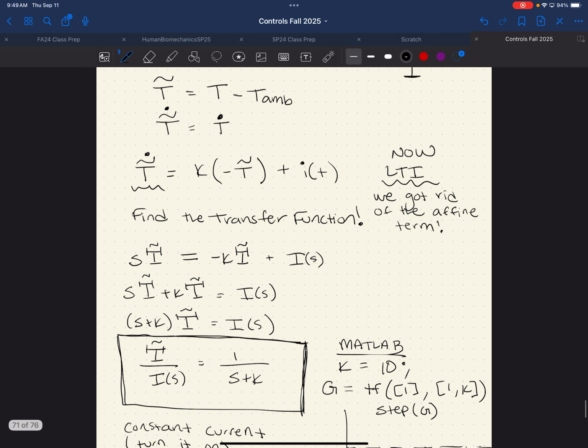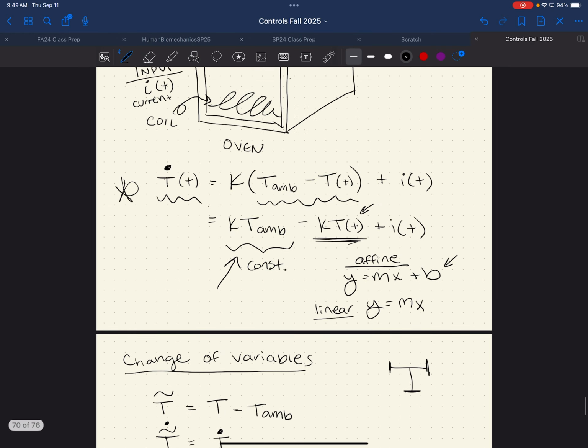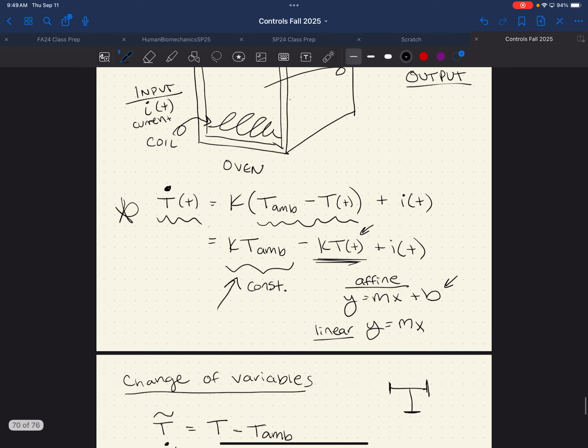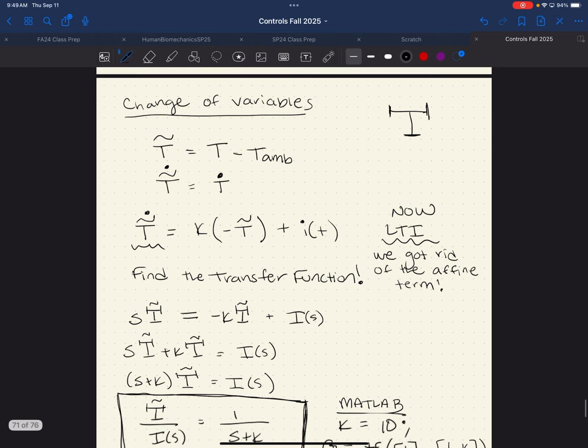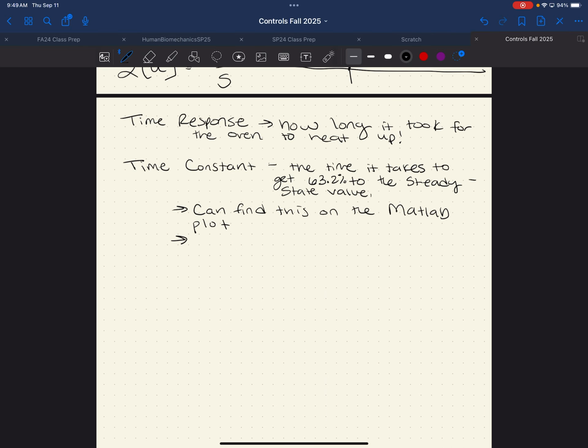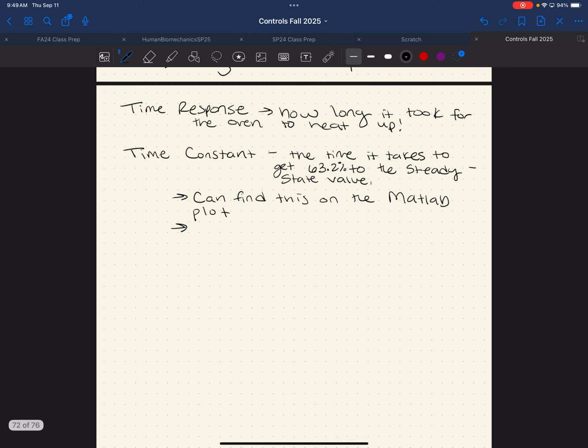Now, K in this system is a property of the actual materials involved. That's set by the environment. But in other systems, K will be a value that we can choose. And so in that case, we call that our control gain. And we can set K to give us a desired time constant. Okay? So let's see.